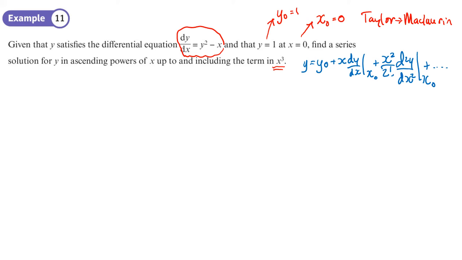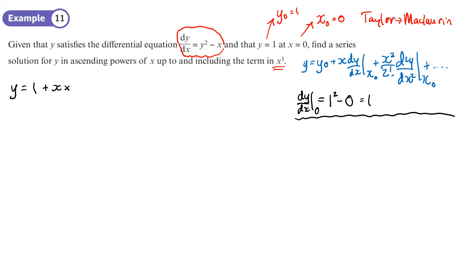Right, so let's see what we can write down. So y equals y0, we'll write it straight away as 1. Then plus x times dy/dx. So we need to work out what dy/dx is at its initial conditions. You could put x0 there, or we could just put the 0 there to show that that's what we're doing. Substituting the initial conditions will be y squared, so that'll be 1 squared, y0 squared, minus x0, which is 0, so that's just 1. So we can write down, we're going to times that by 1.